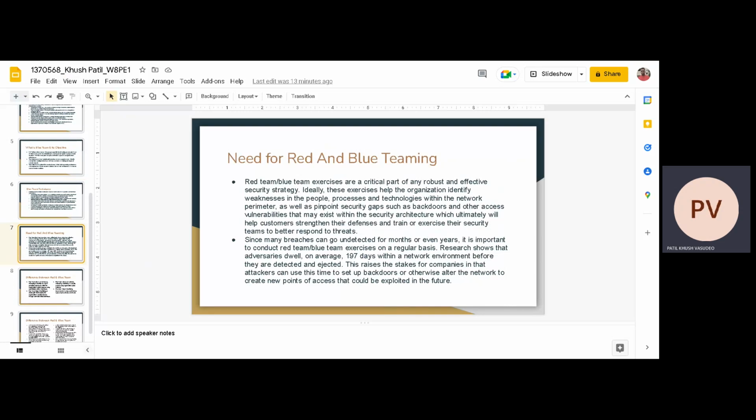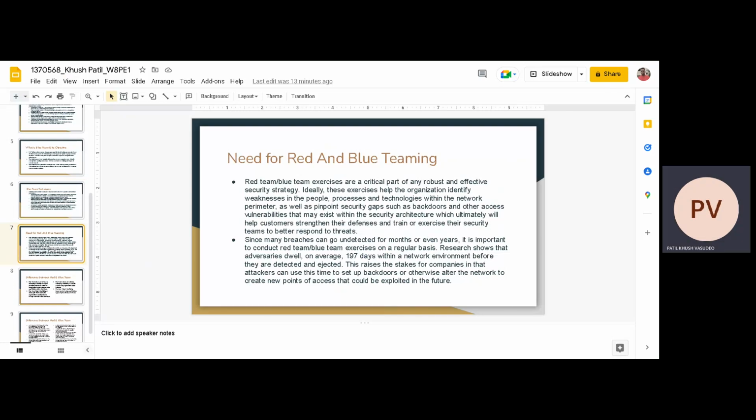Basically, this exercise helps the organization identify weaknesses in people, process, and technology within their network, and also pinpoint security gaps like backdoors and other access vulnerabilities which exist. It also helps them strengthen their defense, and train and exercise their security teams to better respond to threats.